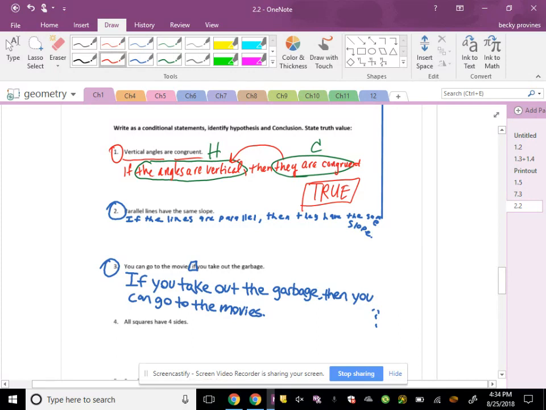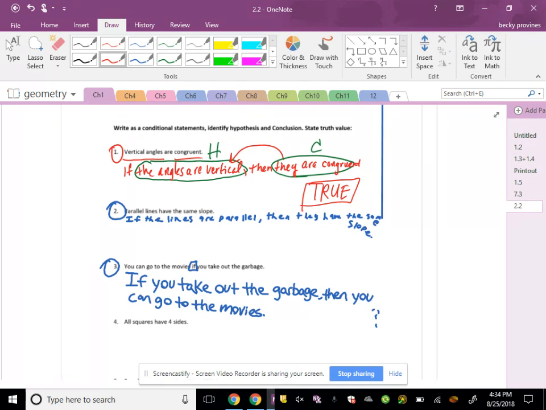Next up, parallel lines have the same slope. Oh my guys, we're going back to Algebra 1. So do you remember anything about parallel lines and slopes? All right, so we're not only learning about geometry, we have to remember algebra now. So if you remember, parallel lines actually do have the same slope.